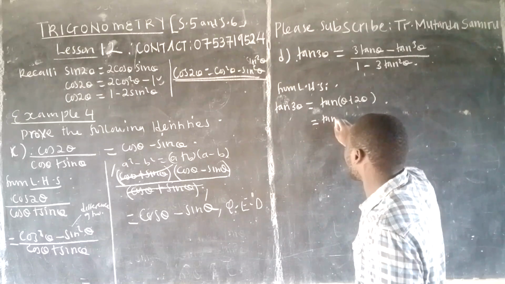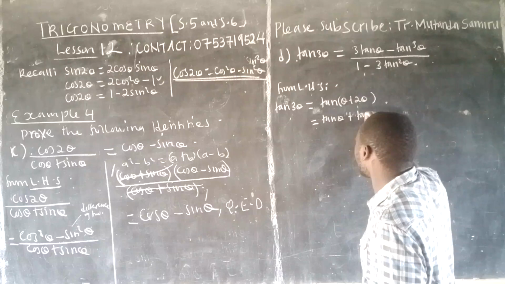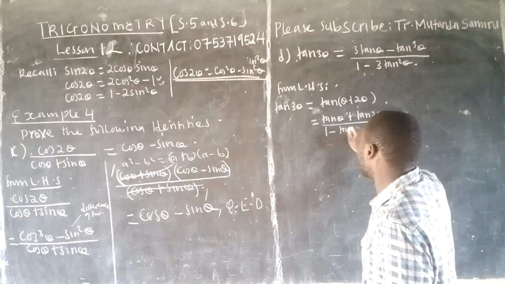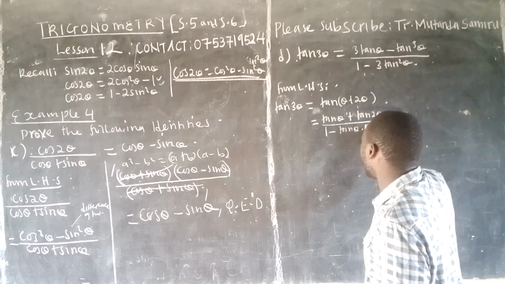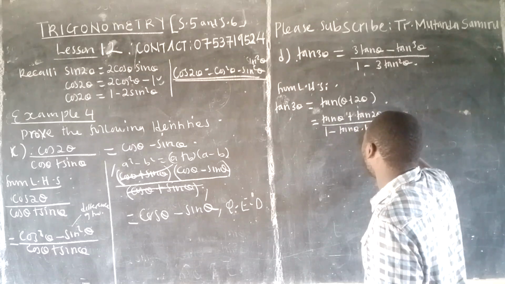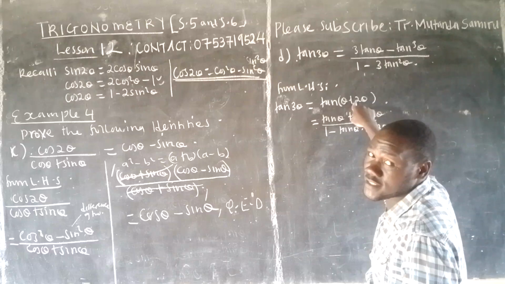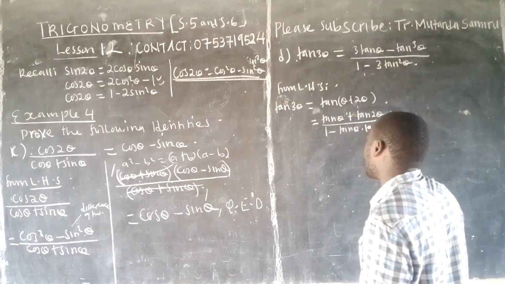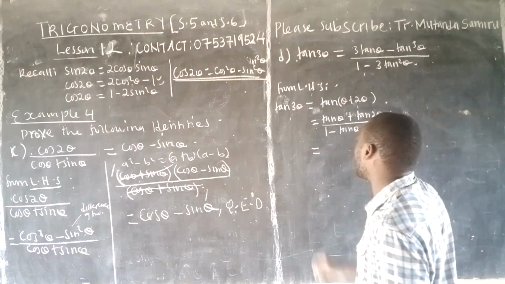It will be (tan θ + tan 2θ) over (1 − tan θ times tan 2θ). Please, I'm expanding using compound angle identities. The video is there in the playlist. You can go back and look at it. So we have this one is equal to.